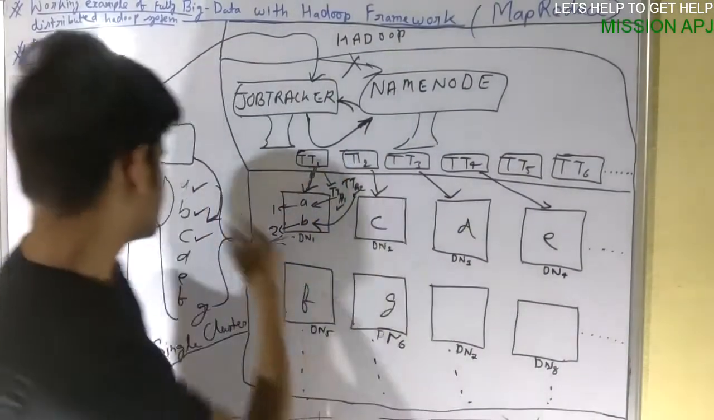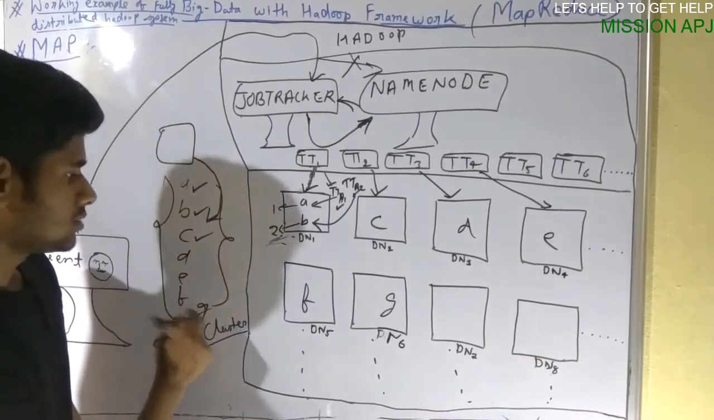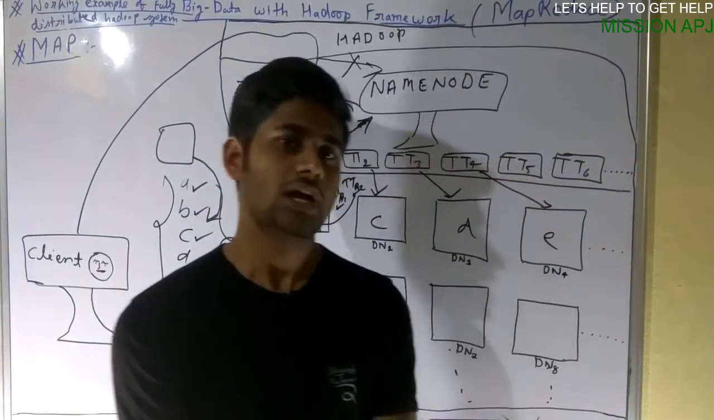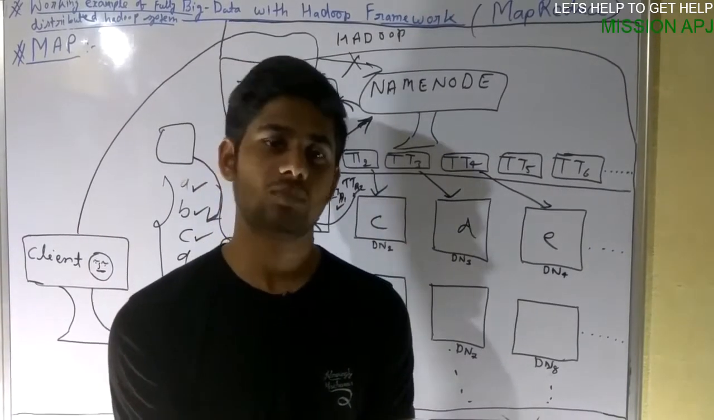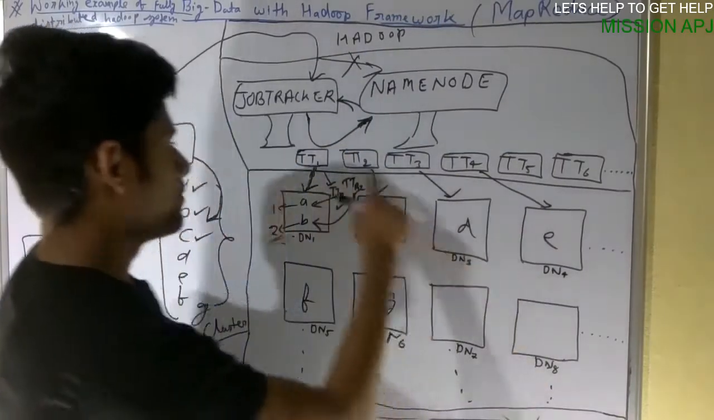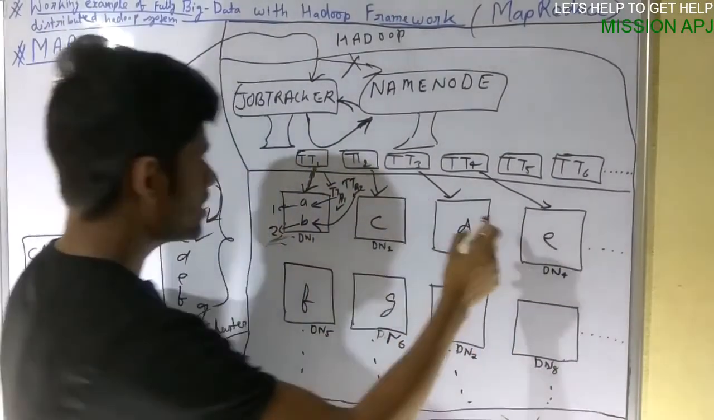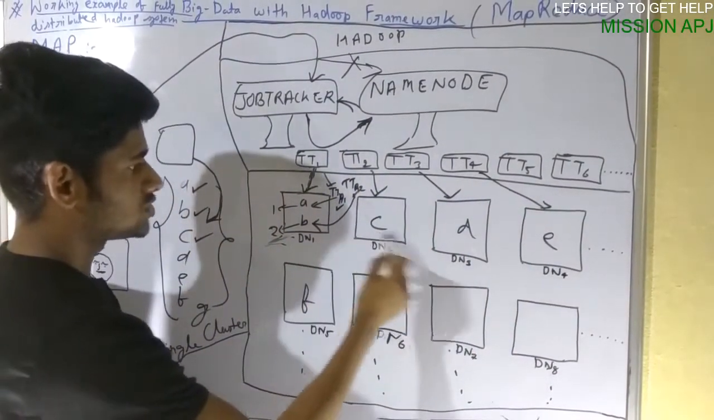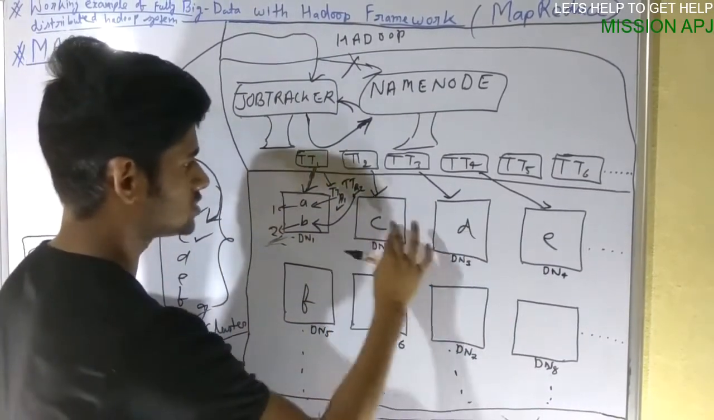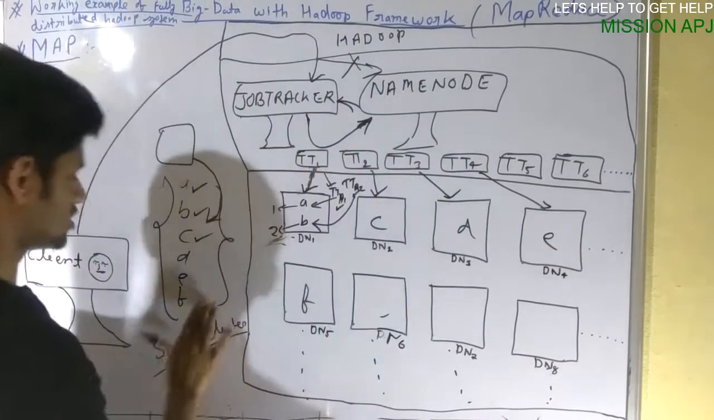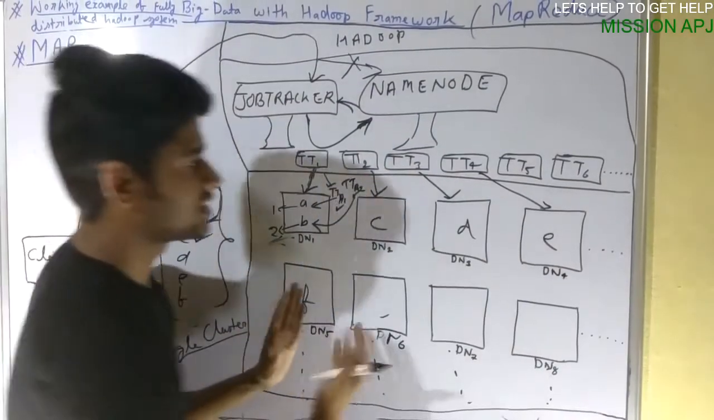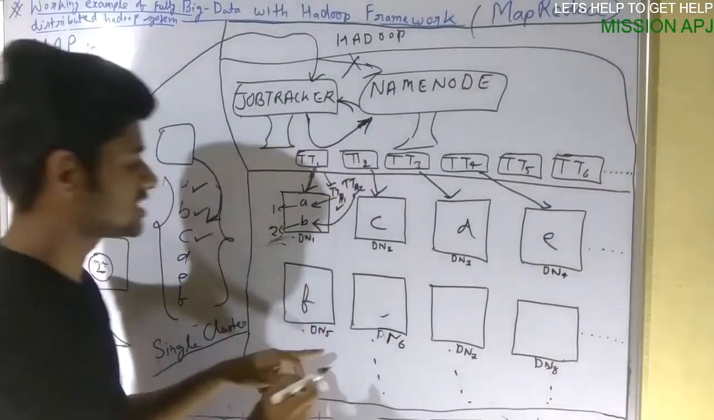Suppose 6 input splits of your data have been stored. Now how many mapper algorithms will be initiated by the task trackers? 6. Suppose A, B, C, 2, 3, 4, 5, 6. So in total 6 input splits are there, and 5 of them are associated with this DN5.